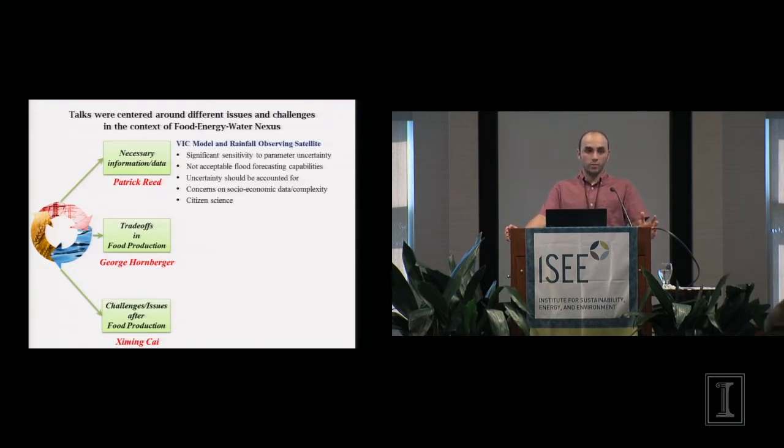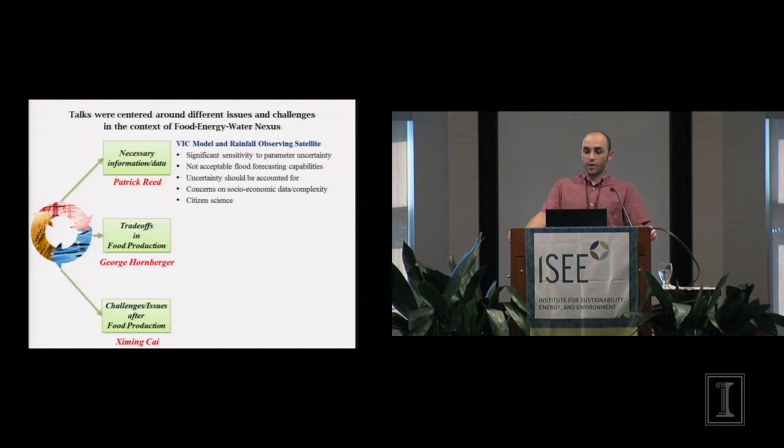So the first talk was by Dr. Reed, and he brought up the importance of necessary information and data requirements. So he started with asking the question of if we have enough information for managing globally water, food, and energy systems, and if we have, can we sustain them or not? So he used two examples. The first one was the global WEAK model, which is a global land surface hydrologic model, and his analysis showed that this model is significantly sensitive to model parameter uncertainty, especially during extreme events like droughts and floods, which is very important for both hydrologists and water managers.